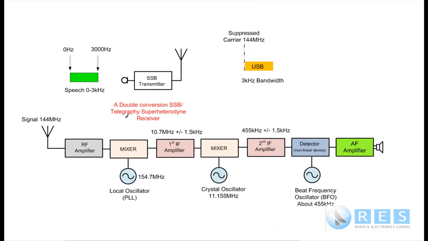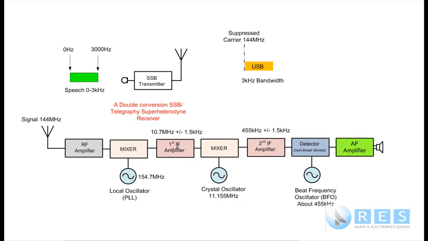Let's have a look at the frequencies involved. We're transmitting on 144 megahertz, that's our carrier frequency. This is a double conversion receiver. There's one frequency converter, there's the other frequency converter. Our first IF is 10.7 megahertz. Notice the bandwidth is narrower now. It's plus or minus 1.5 kilohertz, the bandwidth of this IF amplifier.